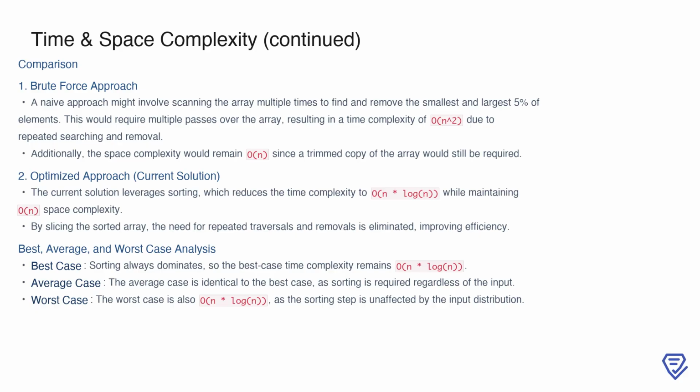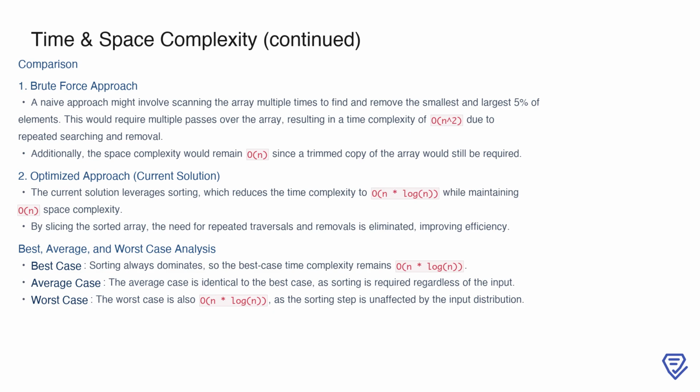A brute force approach might involve repeatedly scanning the array to find and remove the smallest and largest 5% of elements. This would require multiple passes over the array, leading to a time complexity of O(n squared). The space complexity would remain O(n), since a trimmed copy of the array would still be required.